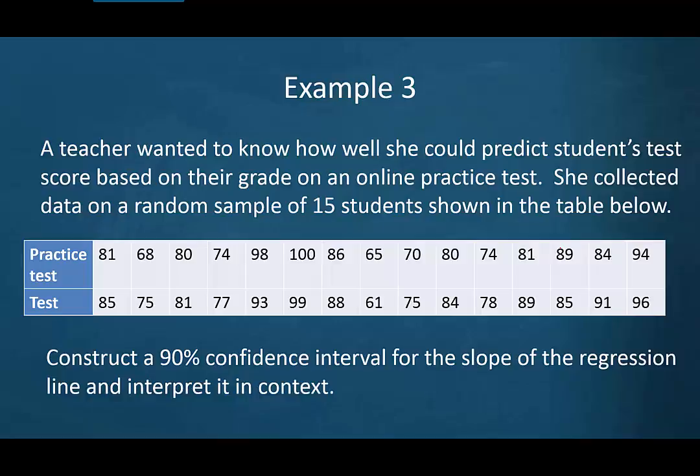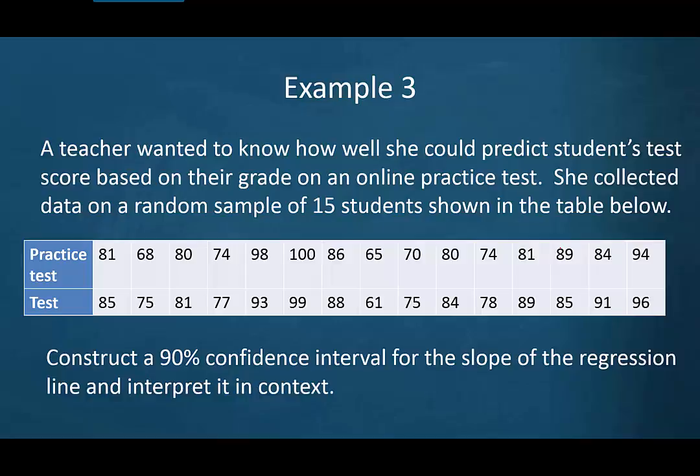So I'm going to read off these scores. We have a practice test, and I'm going to read off the practice test score and then the test score. So we have 81 to 85, 68, 75, 80 to 81, 74, 77, 98 to 93, 100 to 99, 86 to 88, 65 to 61, 70 to 75, 80 to 84, 74 to 78, 81 to 89, 89 to 85, 84 to 91, and 94 to 96.